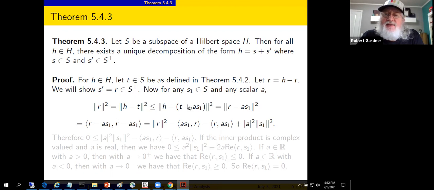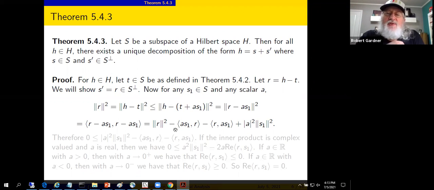H minus T, I see, hey, H minus T is R, so let's make that substitution. Distribution here, you get a negative sign there. We want the norm squared of this vector. Let's go back and write it in terms of inner products. In the Hilbert space, in the inner product space, that norm is determined by taking the inner product of that vector with itself. So inner product of R minus A S1 with itself.